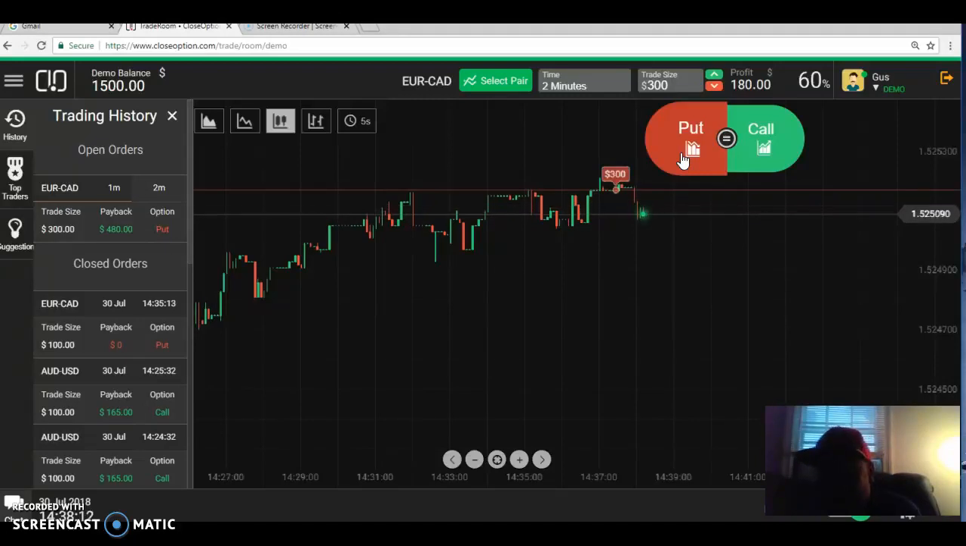I also use another strategy called martingale. You're not going to win every trade, but if I do lose a trade, I double up or even triple up on the previous trade to recover the loss.